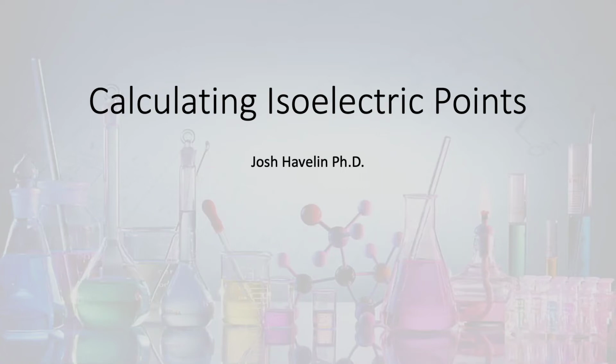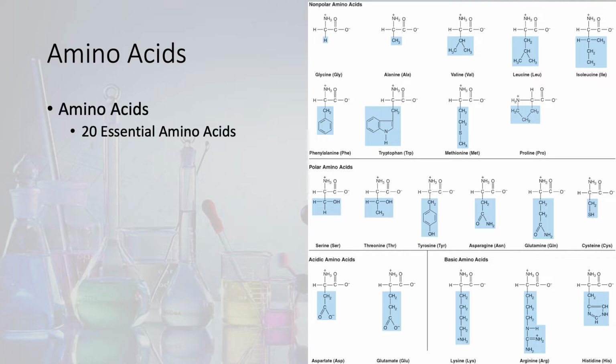The topic of this video is calculating the isoelectric points of amino acids, and from a larger perspective, this tool can be used to calculate the isoelectric points of peptides and polypeptides. If we remember from our discussions in class, there are 20 essential amino acids, and even though they all have different names and different structures, they have 4 similar characteristics that allow us to characterize them.